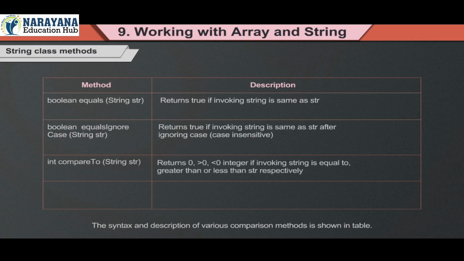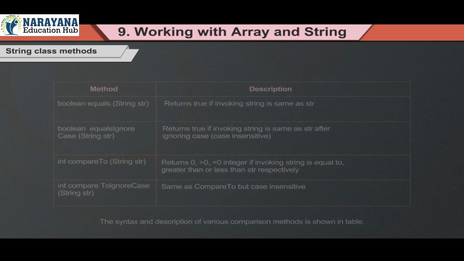Method: int compareTo(String str). Description: returns an integer 0, less than 0, or greater than 0 if the invoking string is equal to, greater than, or less than str respectively. Method: int compareToIgnoreCase(String str). Description: same as compareTo but case insensitive.